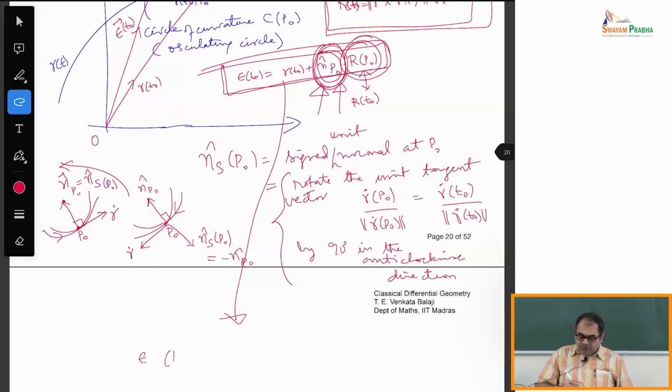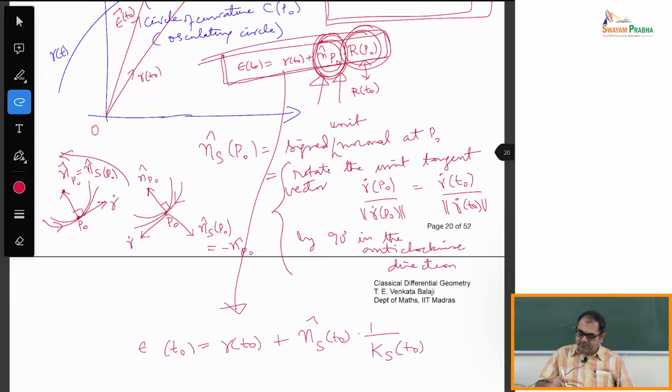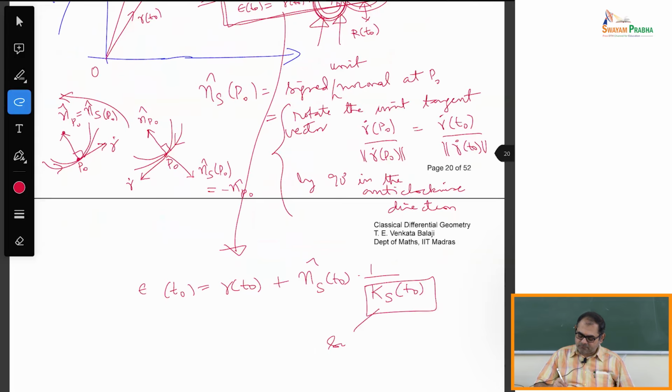So the whole equation can be written in a nice way, and if you write it this way, you now have an analytic expression where the signed unit normal is defined in a concrete way, and I am not using the geometric normal. You understand? So I get epsilon of t naught equal to gamma of t naught plus the signed unit normal at t naught times 1 by ks at t naught. So this is the big deal. This is the signed curvature at t naught.